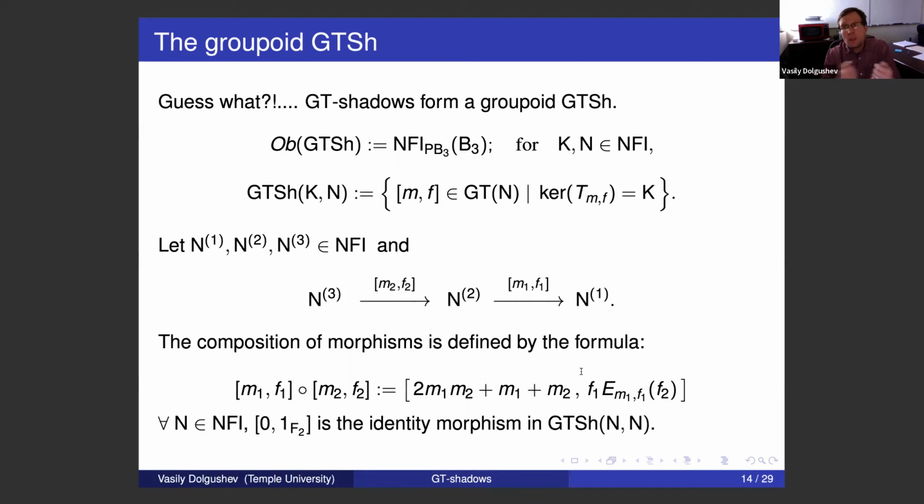Of course, if you look at this formula, you may have a lot of questions, like why it doesn't depend on the choice of representatives. Well, it can be proved. And given two GT shadows, if we compose them, why do we get a GT shadow? All these things can be proved.